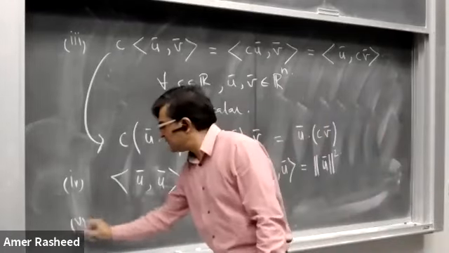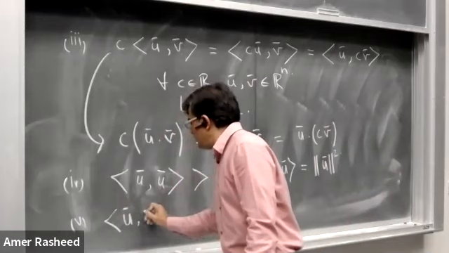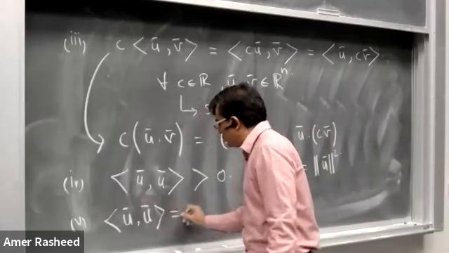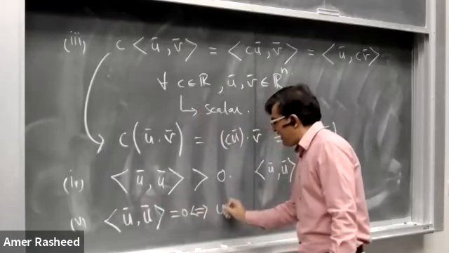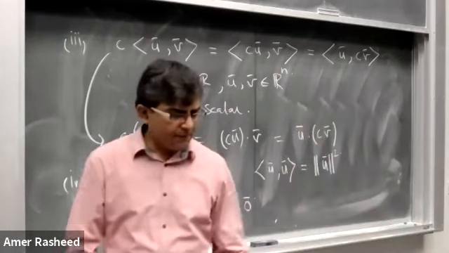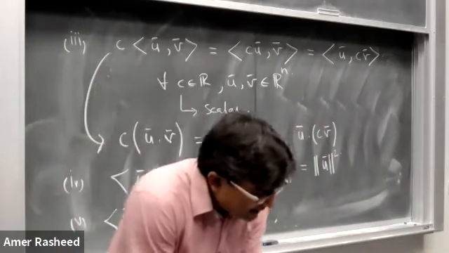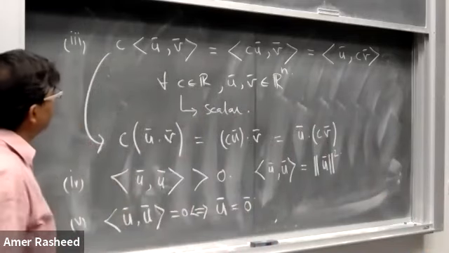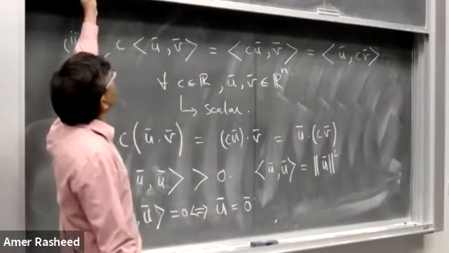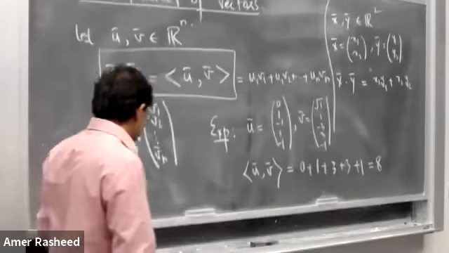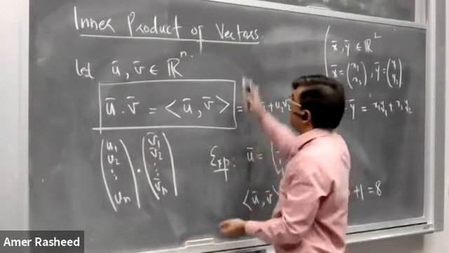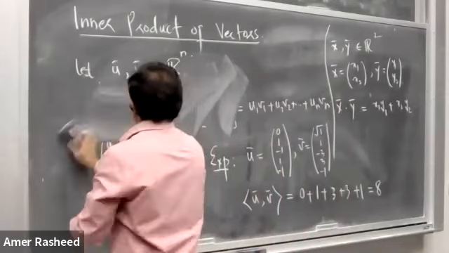The next property is inner product of U with itself is zero if and only if the vector itself is zero. Okay. So these are some of the certain basic properties of the inner product. And another property which we are basically going to use is the generalization of distributive property.